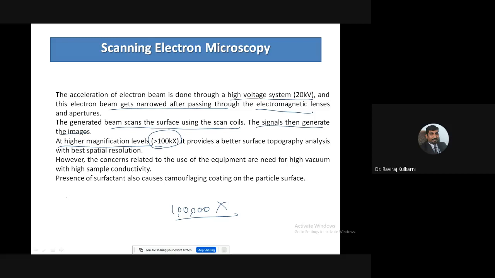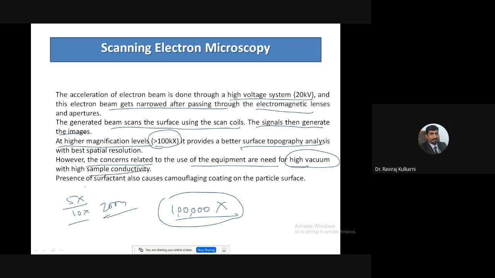Whatever you use, binocular and all, is 5x, 10x maybe. Maybe in your mobile you might have seen how much you can zoom. This electron microscope can be zoomed up to 1 lakh times, to get better surface topographic analysis with the best spatial resolution. However, the concerns are that you require very high vacuum. It's similar to TEM, otherwise electrons will be scattered everywhere, and samples should be conducting. Presence of surfactant causes a camouflaging coating on the particle surface.